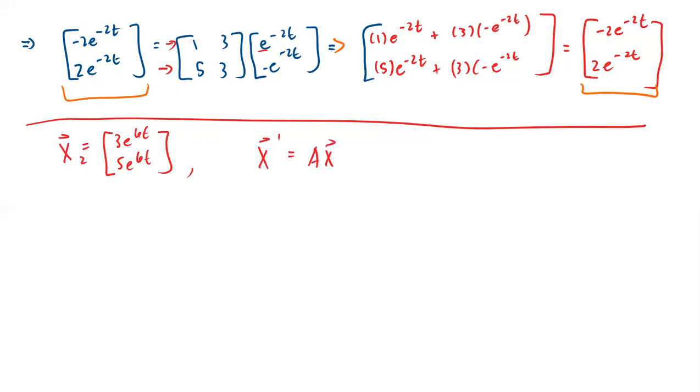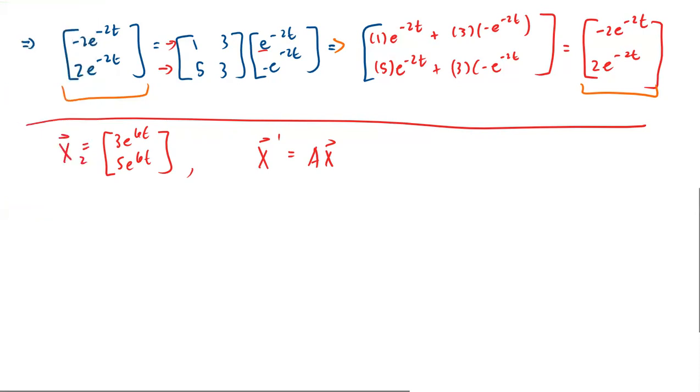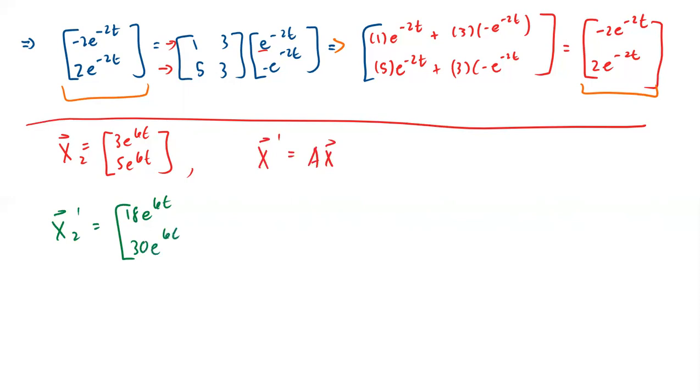So let's calculate the things that we have to calculate. A was already calculated. We have to find what x prime is, so let's just take the derivatives of each entry. The derivative of the first entry, by the chain rule, we bring the 6 down, so 18 e to the 6t. For the second entry, again by the chain rule, bring the 6 down, 30 e to the 6t.